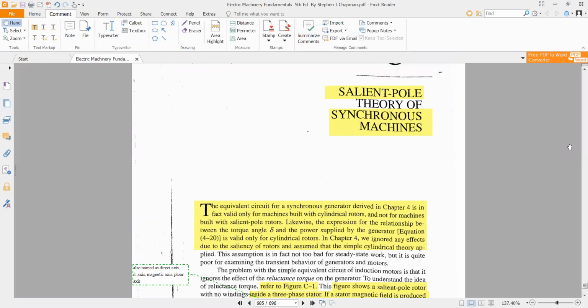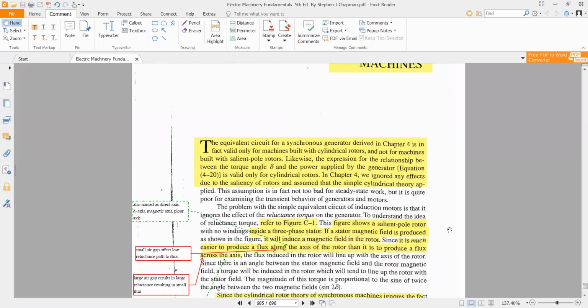Bismillahirrahmanirrahim. Let's start the salient pole synchronous machines. In chapter number 4, we discussed and derived equations for power and torque for a synchronous machine, but that was a cylindrical rotor machine, and we ignored the effect of saliency of rotors in that chapter.